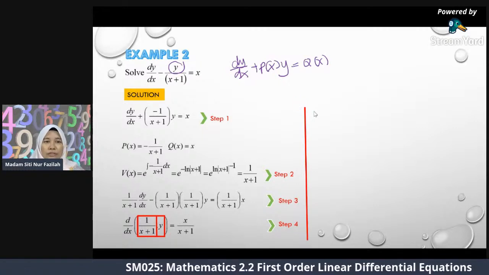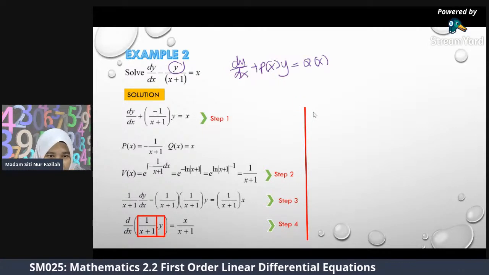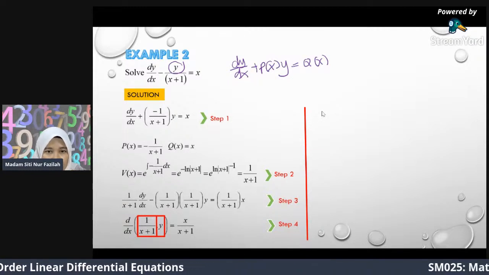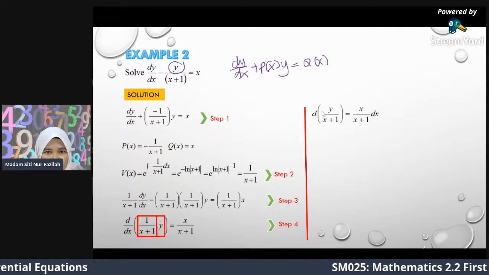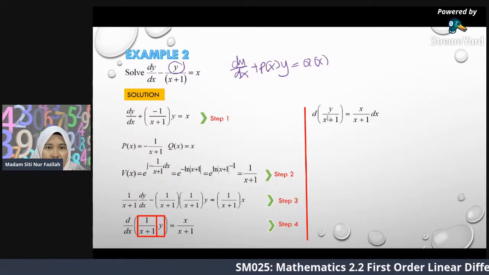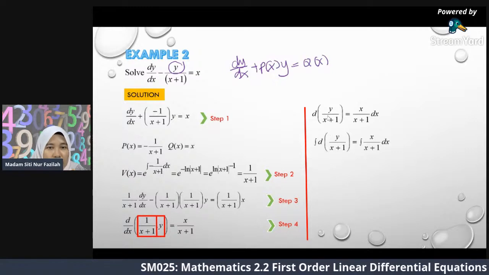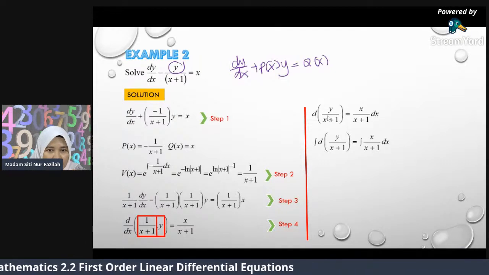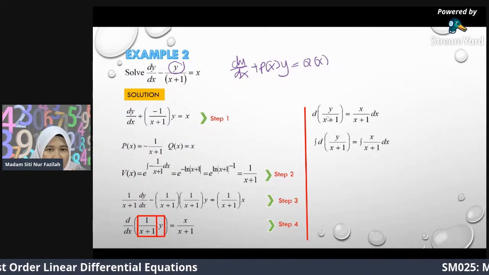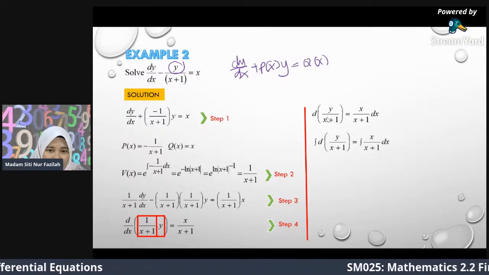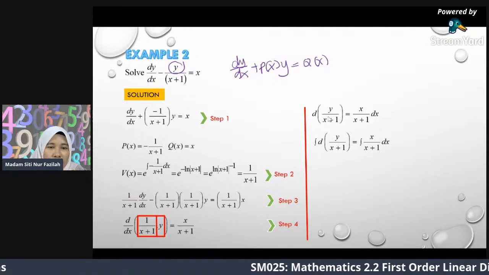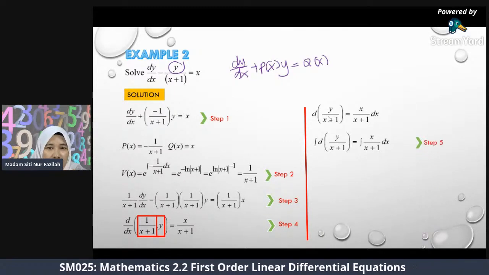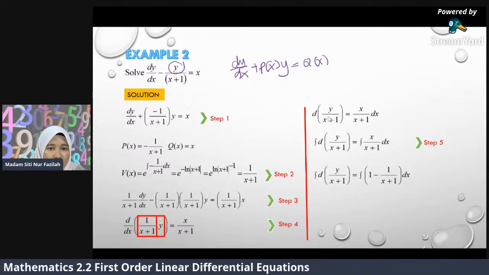Before we go to step 5, we need to multiply by dx on both sides. And after that we integrate both sides: integrate d of y over x plus 1 equal to integrate x over x plus 1 dx. This is step 5, and then we need to solve.